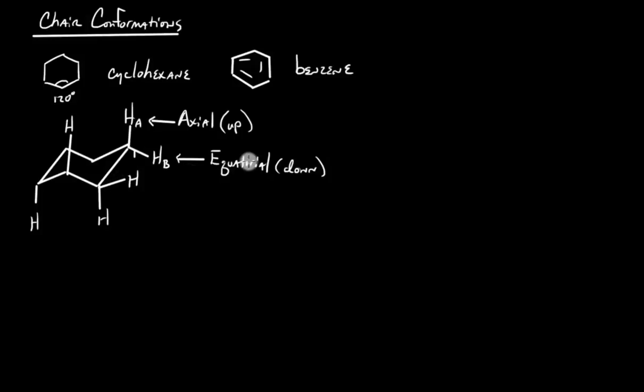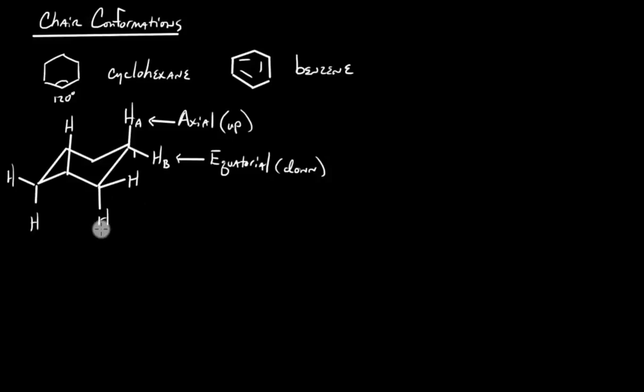So this equatorial is going to be pointing equatorial down, and so the next hydrogen over on carbon 2 is going to still be pointing equatorial up. Then the next one would be pointing equatorial down, and then the next one will be equatorial up. So this equatorial position alternates, just like the axial position alternates.